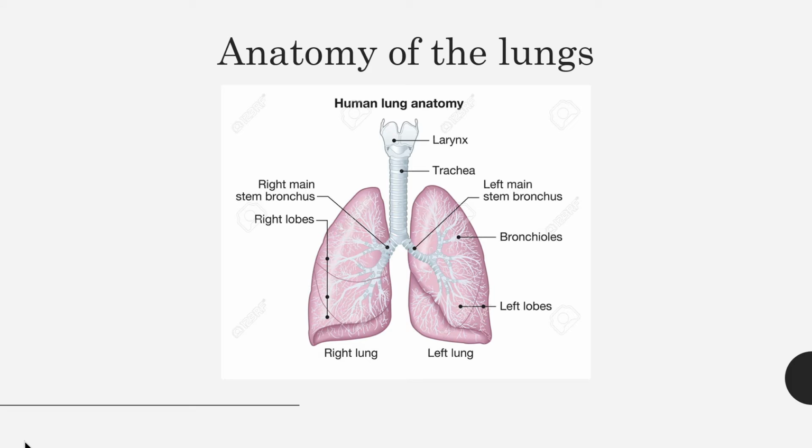Just a note here that bronchi refers to the plural form of these airways, whereas bronchus is the singular form. These bronchi then further divide to form smaller branches called bronchioles. At the end of the bronchioles are tiny air sacs called alveoli, which enable the oxygen and carbon dioxide transfer from the blood.